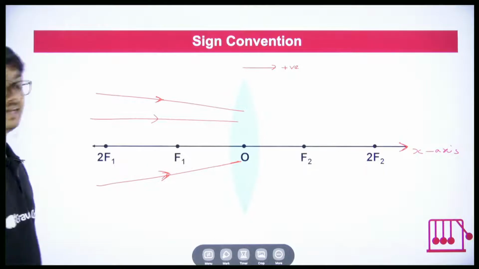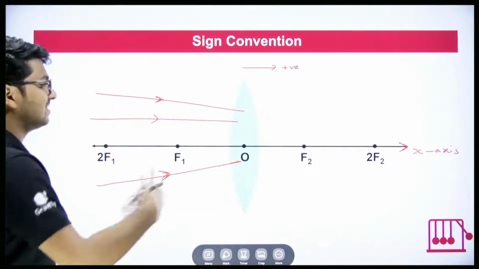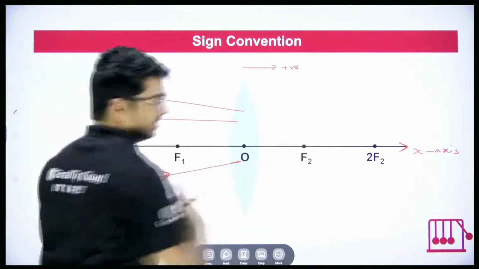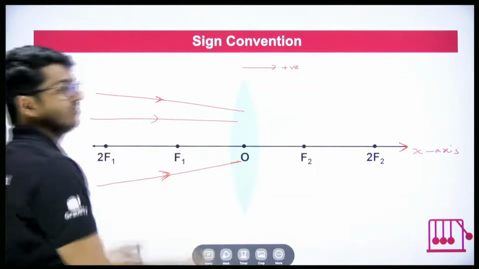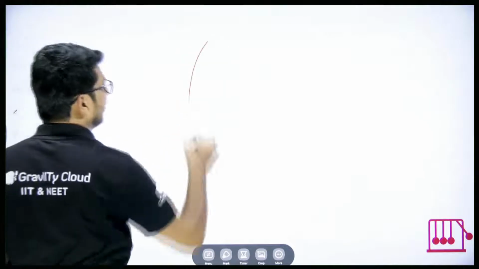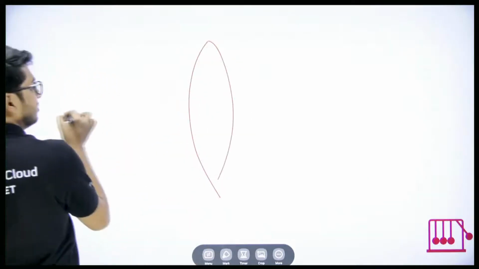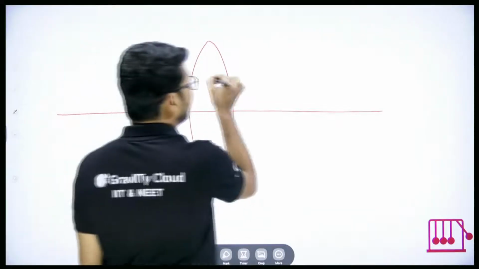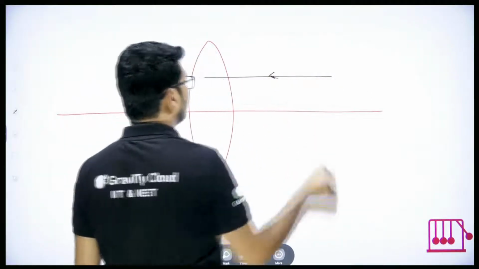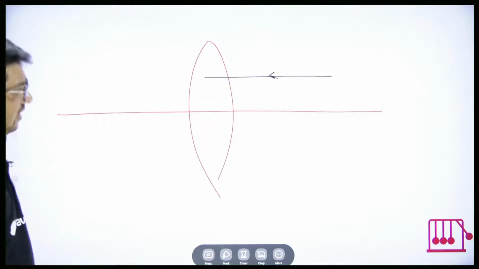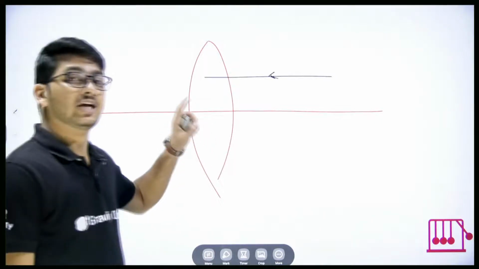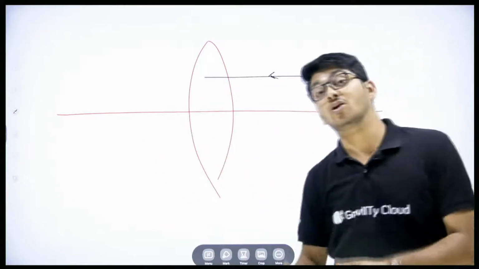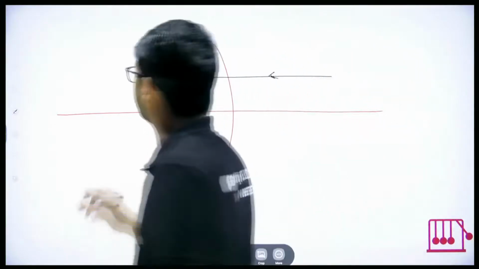Now then comes the question, sir, what if the rays are coming from the other direction? That is, they are coming from right. Here they are coming from left, let's say they are coming from right. If I take a convex lens, if this is the principal axis, and there is an incident ray in this direction, then what will we do? Again, it's very simple. Look at the direction of the incident ray. It is towards left. So in this case, left will be positive.